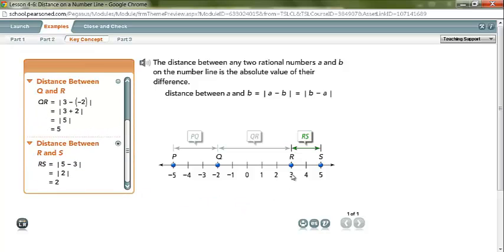Okay, so we want to look at R versus S. We can see physically, by the way, that we have two units that were different. But if we take 5 minus 3, we get 2, and the absolute value of 2 is 2. So that's a way of double checking as well, as you can always draw these and plot these points on a number line to verify. Okay, let's move into the final part.